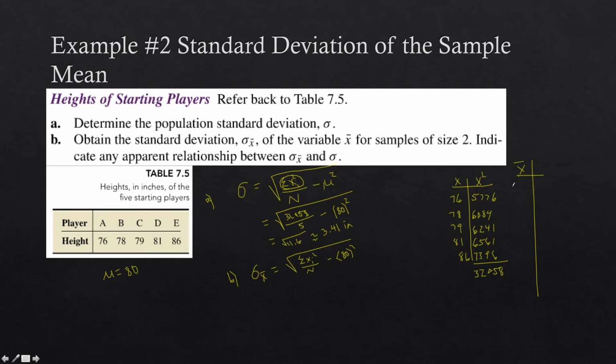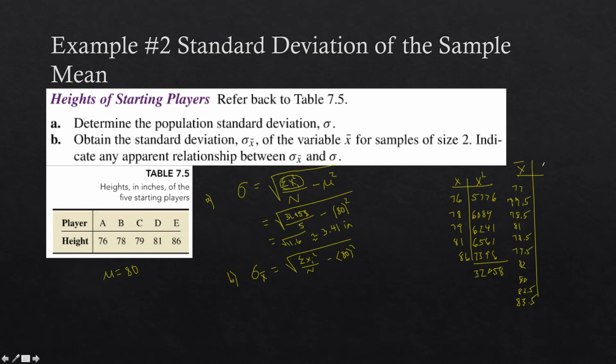Here are our sample means: 77, 77 and a half, 78 and a half, we have 81, 78 and a half, and we have 79 and a half, 82, 80, we have 82 and a half, and we have 83 and a half.